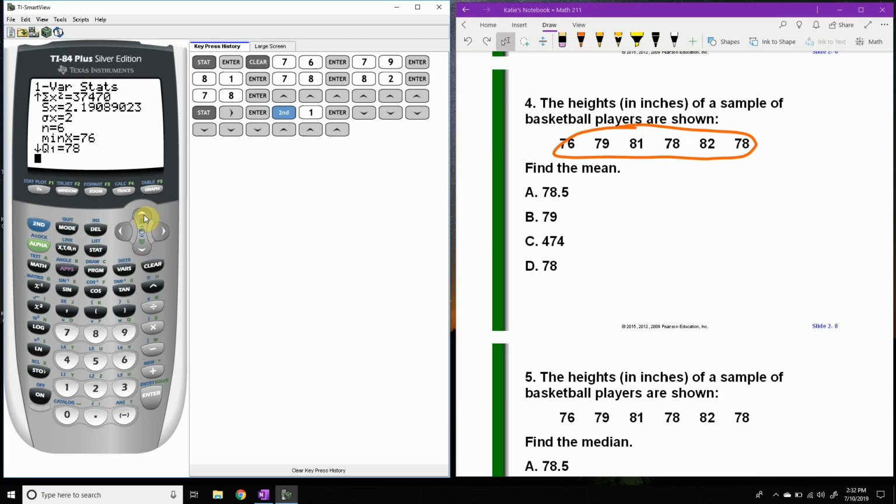So I'm going to use this menu to answer a bunch of questions. Number 4, find the mean. Well, that value was X bar. It was the very first one given to us, 79. So 4 must be B.